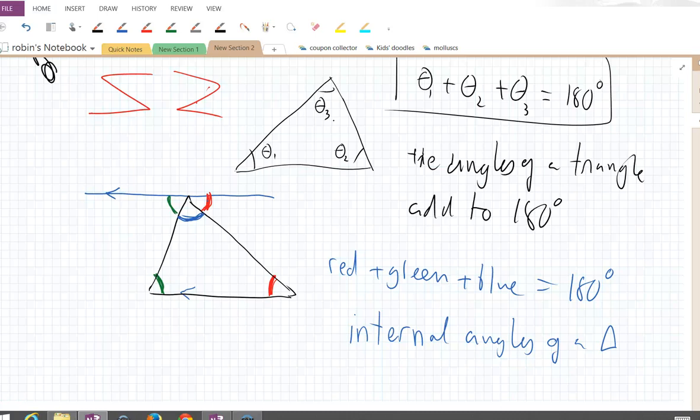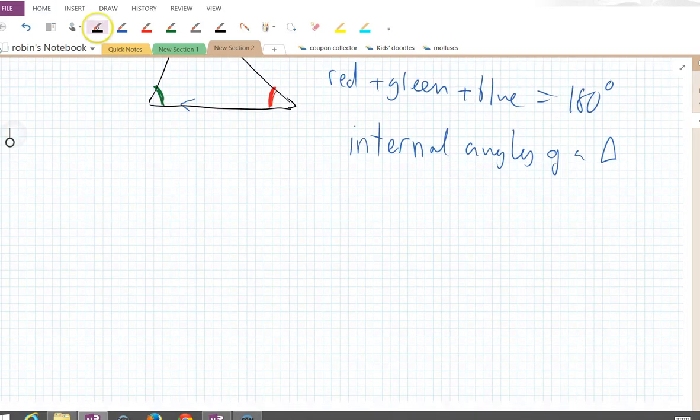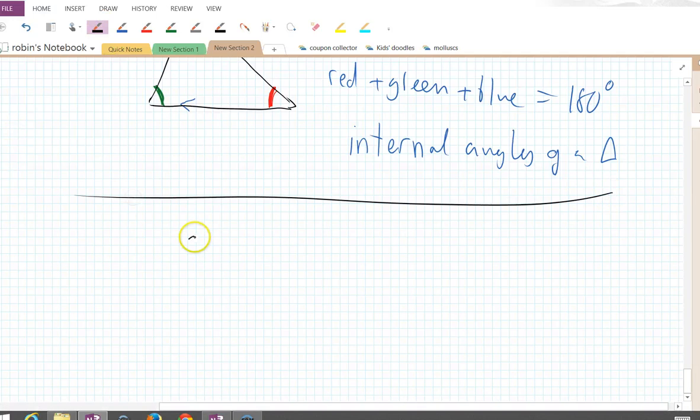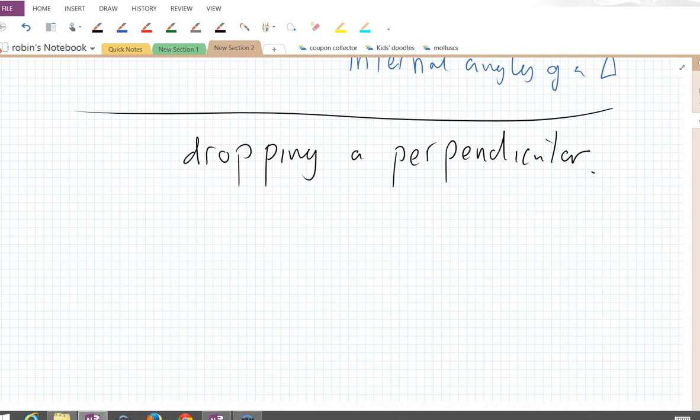Okay, so we've got the internal angles of a triangle add up to 180 degrees. I'm gonna talk about another thing which looks a bit peculiar, but we're gonna talk about dropping what? Dropping a perpendicular, which sounds a bit odd. Yeah, but I'm going to talk about it anyway. So we've got a triangle here.